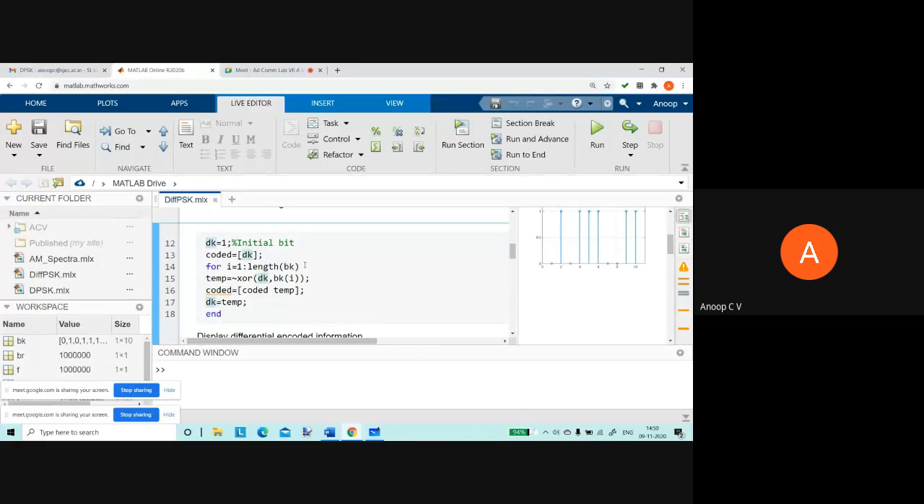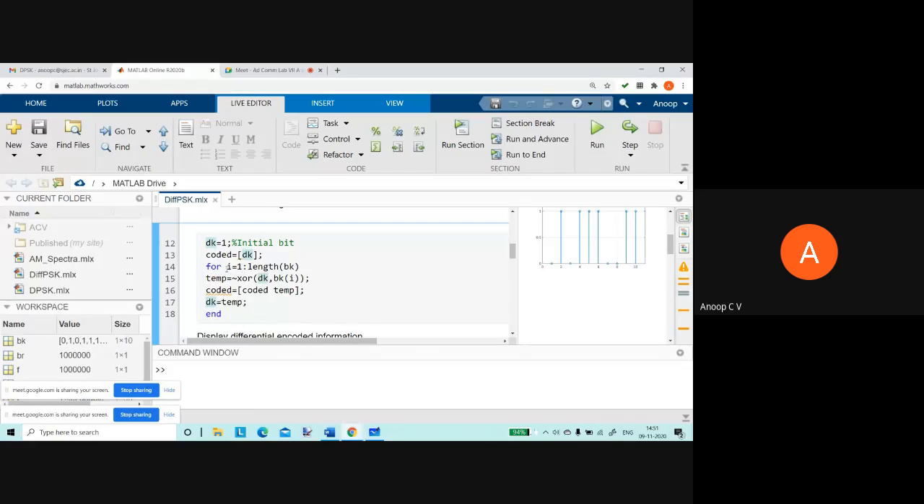So DK is the initial bit. We are assuming the previous bit to be 1, even though our first bit is 0. I'm naming the differentially encoded output coded. Initially the coded sequence will be only DK, a one-dimensional row vector. Then I'll XNOR the current bit with the previous bit and keep appending it.